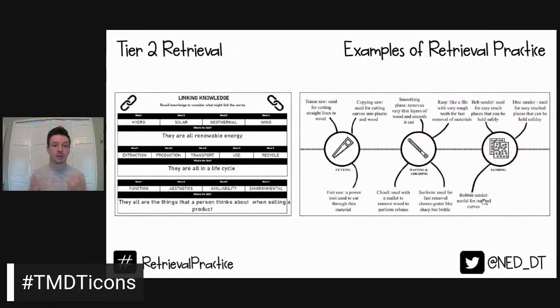Tier 2, where you want a little bit more from the students, so the idea of linking knowledge. They get 4 words and they've got to come up with a link for that. So that's the idea of linking them, and then using a visual there as a stimulus. So write all that you can about these 3 topics.